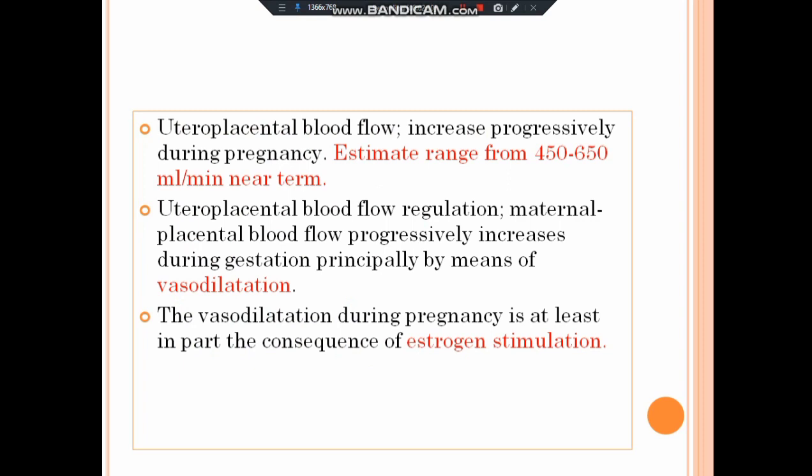Uteroplacental blood flow. Usually, the blood flow increases during pregnancy. Why? Because there is a growing fetus, a growing placenta, and the uterus is enlarging. So, to accommodate all this, the blood flow increases. The estimated range is 450 to 650 milliliters per minute. The uteroplacental blood flow is increased due to vasodilation of blood vessels, and the vasodilation is due to estrogen stimulation.